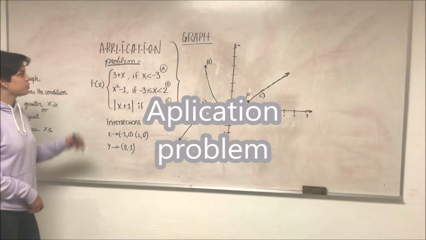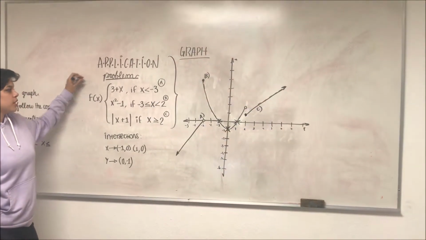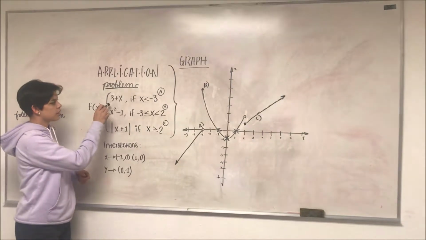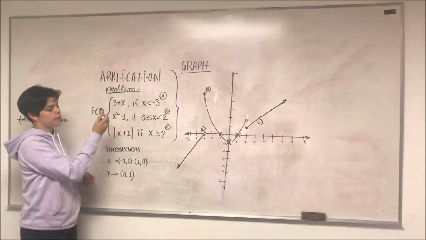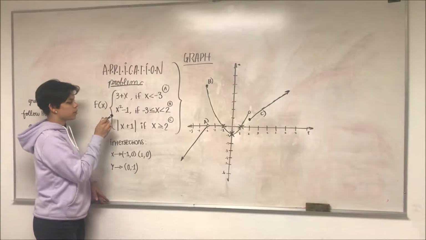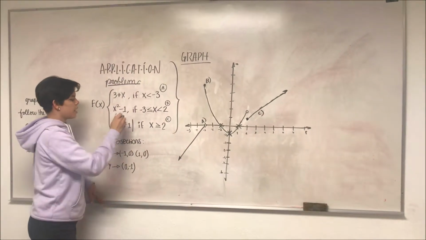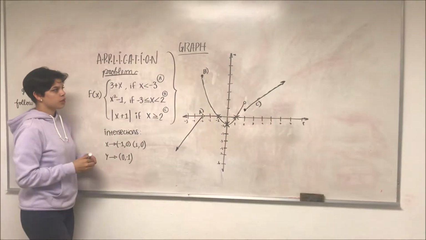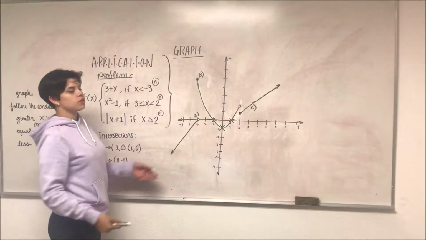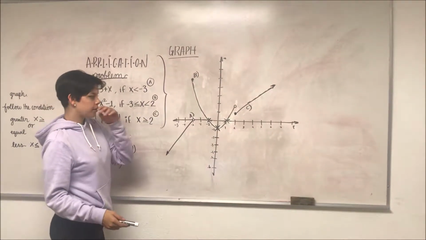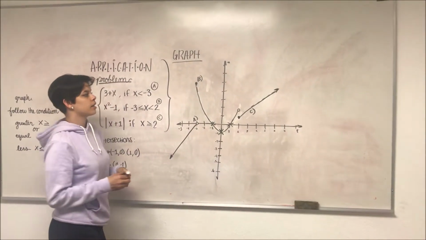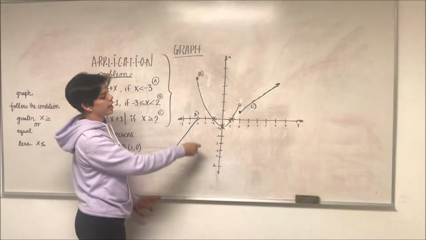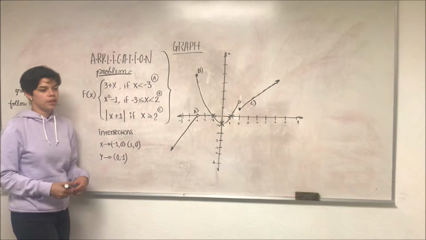So now we're going to do the application problem, which is a function that was given to us. We can see the first is a linear function, mx plus b. The second one is a parabola, x squared minus 1. And this one is the absolute value, x plus 1. And we're going to graph it right here. Well, it's already graphed, but we're going to explain how we graphed it, locate and identify the empty dots and the intersections, and find the domain and range.